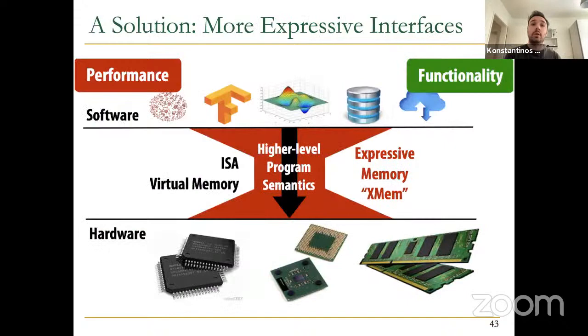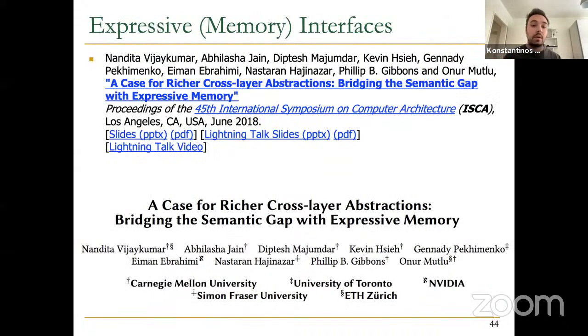And what is the solution? The solution is a more expressive interface. We introduced in 2018 a new expressive interface called XMem, which acts like a bridge. It communicates the higher-level program semantics to hardware, and this way we enable powerful optimizations. You can take a look at the paper.